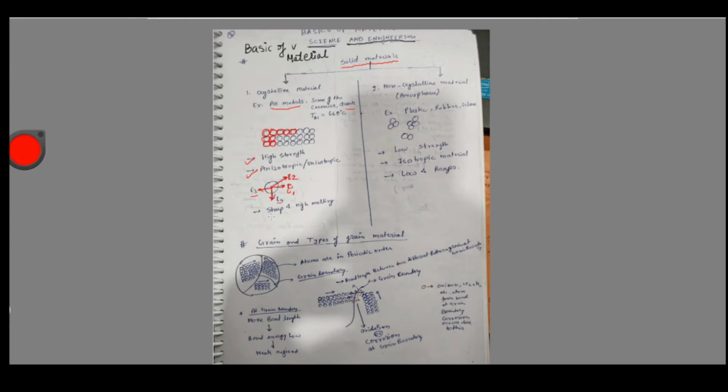Due to this symmetrical arrangement of the atoms or particles, it has a sharp or high melting point. Means the melting point is high and sharp. For example, the melting point of aluminum is 660 degrees centigrade. So it is sharp, 660 degrees centigrade is the melting point of aluminum. So the melting point is sharp and high.